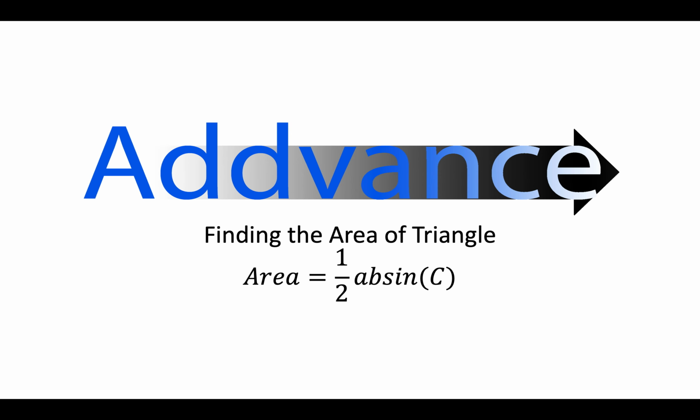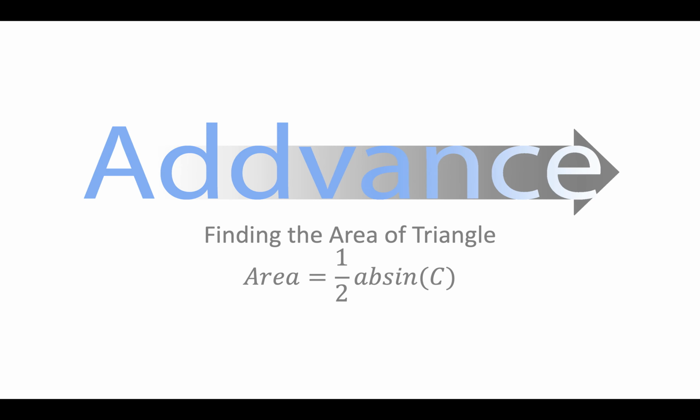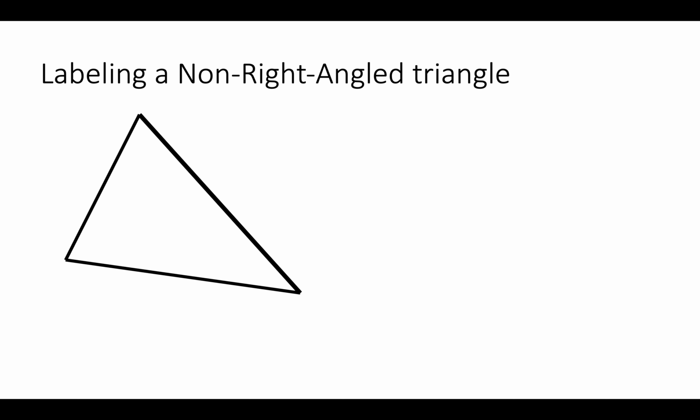Welcome back everybody. Today we are looking at a formula for the area of a triangle. This formula is half AB sine C. Now just to recap, this is for non-right angle triangles and we need to know how to label non-right angle triangles. If you've seen my video on sine and cosine rule already, you will know how to do this.